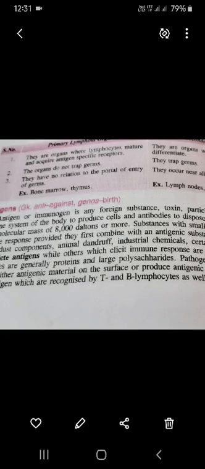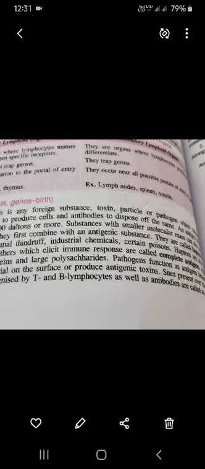Antigenic substances are generally proteins and large polysaccharides. Pathogens function as antigens because they possess either antigenic material on their surface or produce antigenic toxins. Sites present over the surface of an antigen which are recognized by T lymphocytes, B lymphocytes, as well as antibodies are called antigenic determinants or epitopes.